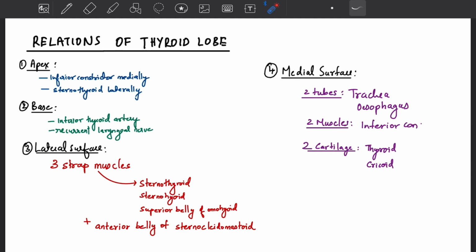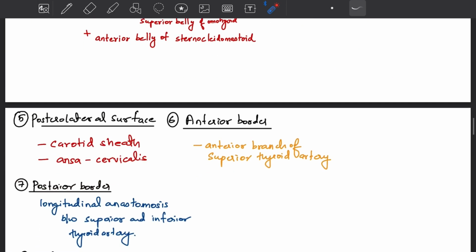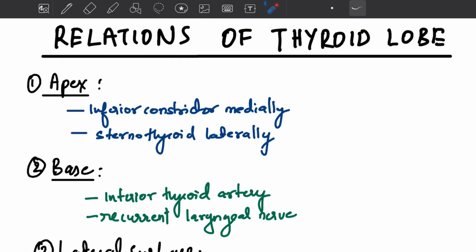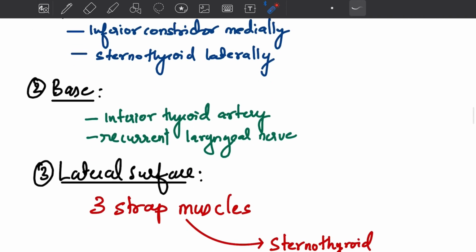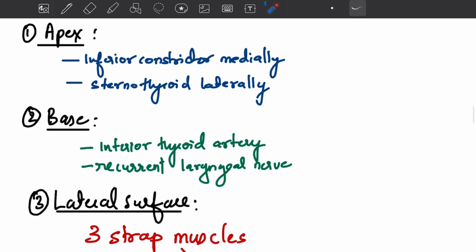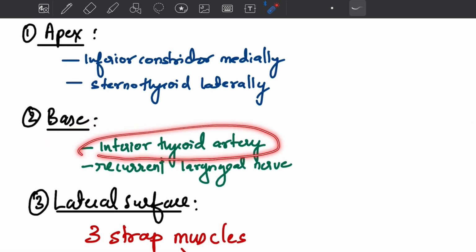Coming to the relations of the thyroid lobe, the thyroid lobe has an apex, base, lateral surface, medial surface, posterolateral surface, anterior border and finally the posterior border. Coming to the relations of the apex, the inferior constrictor will be present medially and laterally we have the sternothyroid muscle. And next, when we talk about the relation of the base, it is related to the inferior thyroid artery and recurrent laryngeal nerve.